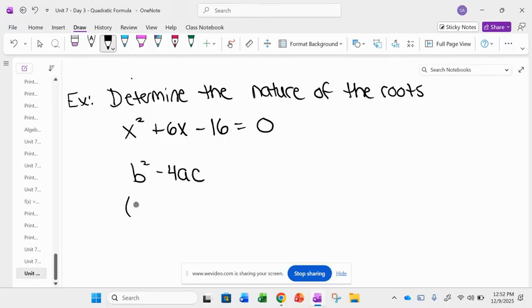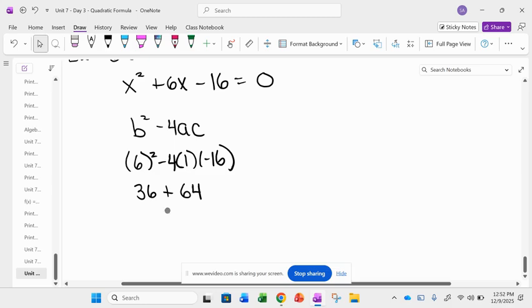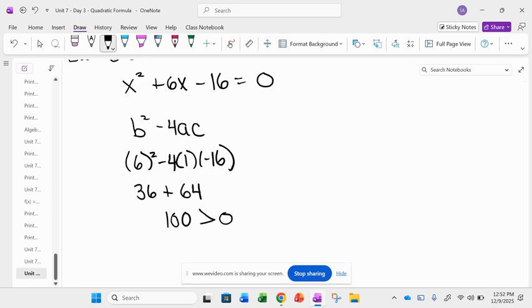And we're going to plug in. So I have 6 squared minus 4 times 1 times negative 16. So we're going to have 36 plus 64. Well, do we agree that 100 is greater than 0? Since 100 is greater than 0, we know it's going to be real number roots. But because 100 is a perfect square, not only are they going to be real numbers, they're going to be what kinds of real numbers? Rational numbers. So we're going to have 2 rational roots.